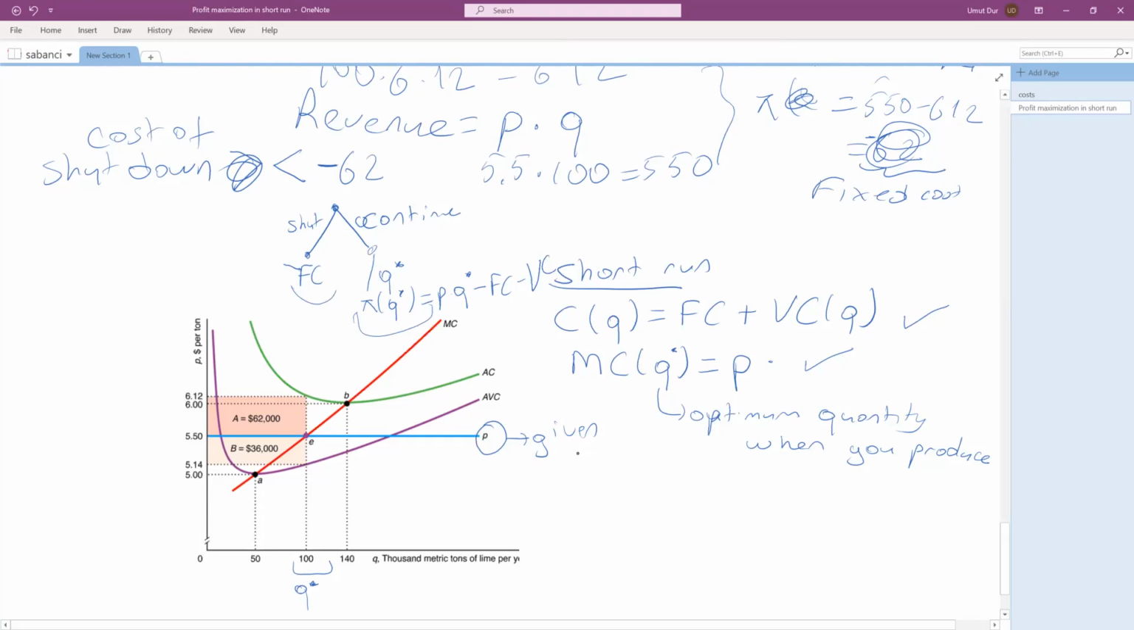Then let's think about it. So you are producing. I'm not saying that production is the optimal decision right now, but you are producing. What will be your cost? Your cost at Q star. Q star is 100.